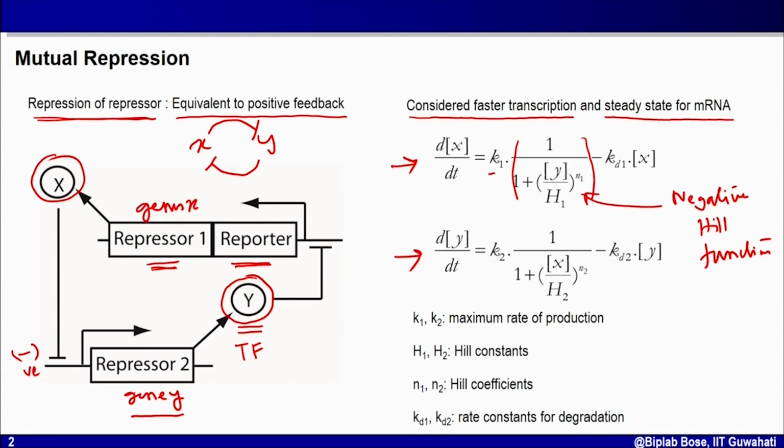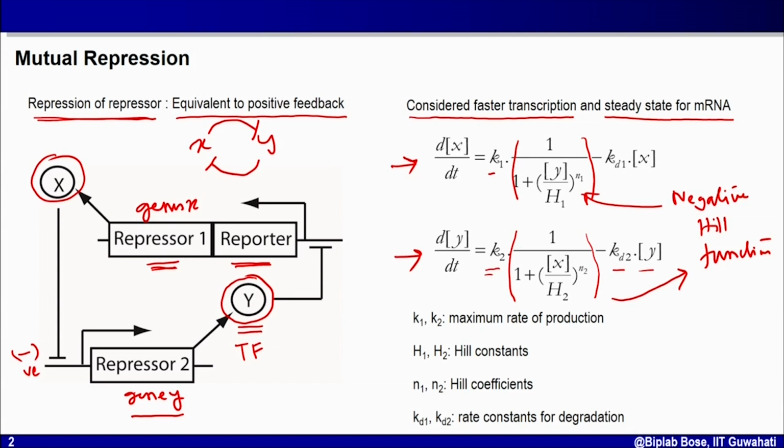Remember, I am not writing down an ODE for mRNA of Y separately. I am simply writing down the ODE for the protein Y. So, the rate of change of concentration of Y protein is equal to K2, the maximum rate constant for production, into a Hill function, which is again a negative Hill function with X as a controller. So, what I have is 1 by 1 plus X divided by H2 to the power N2. That will control the rate of production in a sigmoidal, or inverse sigmoidal, fashion, minus Kd2 into Y.